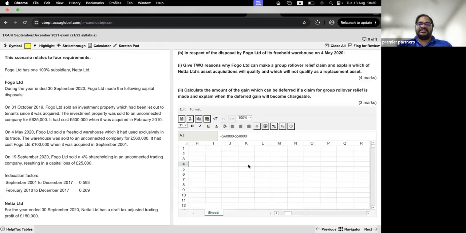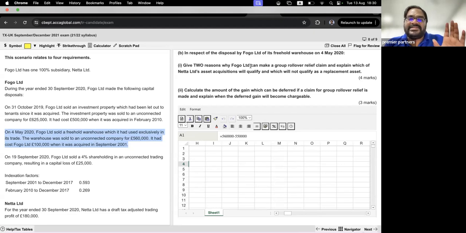Okay, it has two parts. In respect of the disposal by Fogo Limited of its freehold warehouse on 4th May 2020, that means this one, give two reasons why Fogo Limited can make a group rollover relief claim, and explain which of Netta Limited's asset acquisitions will qualify and which will not qualify as a replacement asset. Right. Can you try that part first?